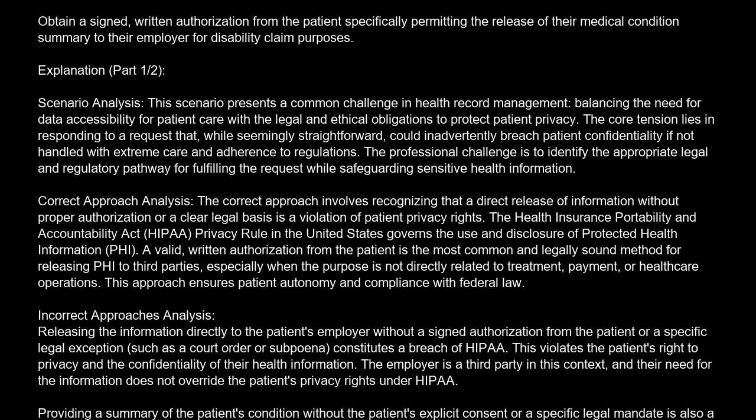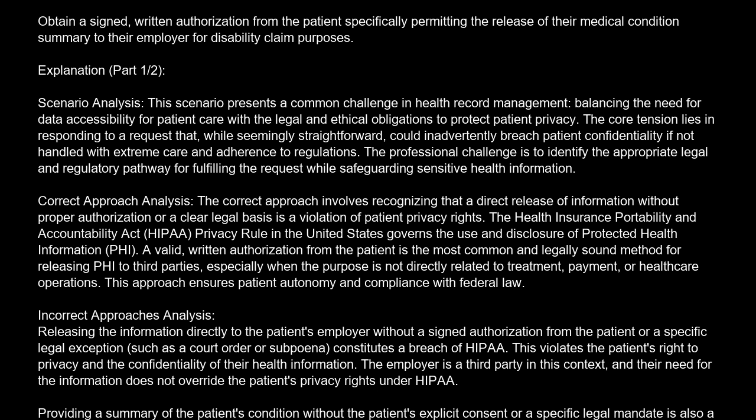Correct answer is A. Obtain a signed, written authorization from the patient, specifically permitting the release of their medical condition summary to their employer for disability claim purposes. Explanation. Scenario analysis. This scenario presents a common challenge in health record management, balancing the need for data accessibility for patient care with the legal and ethical obligations to protect patient privacy. The core tension lies in responding to a request that, while seemingly straightforward, could inadvertently breach patient confidentiality if not handled with extreme care and adherence to regulations.